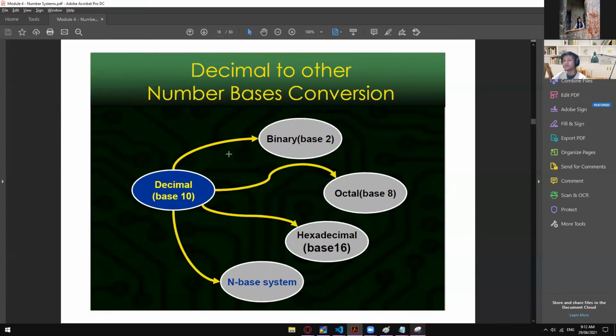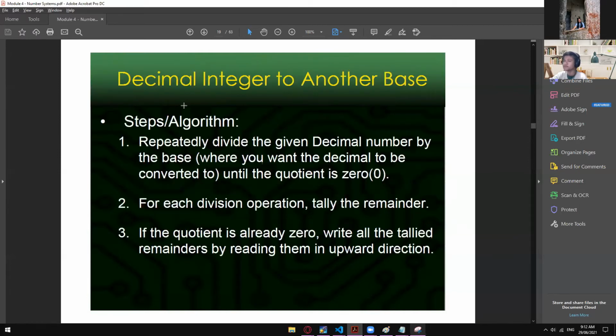Anyway, so a while ago you can convert binary, octal, hexadecimal, or any base to decimal. Well, of course, you can also do the reverse, wherein you can convert decimal into any base. So to do that, we have this process right here: decimal integer to another base.